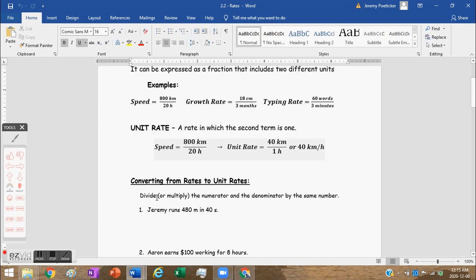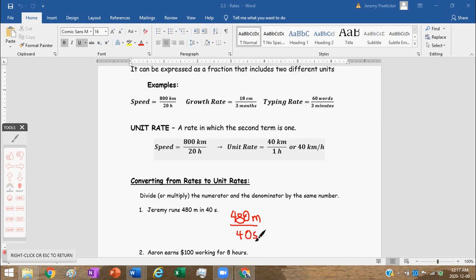All right, so if we're going to convert from rates to unit rates, we're going to take a look here and say, okay, Jeremy runs 480 meters in 40 seconds. We write this as a rate, 480 meters per 40 seconds, making sure we remember the units. We pick this number that we divide them both by really carefully. It's that bottom number, it's 40. So we're going to divide top and bottom now by 40. What do we end up with?